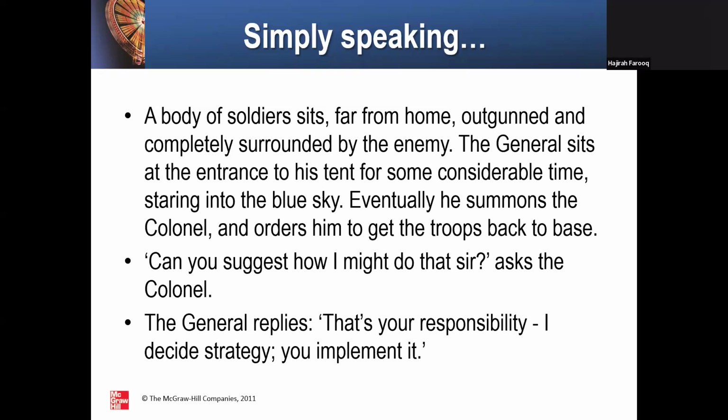I decide the strategy and you implement it. So basically, this example simply means that the organization as a whole, or the senior management of the organization, will give you a task to complete. Now, how you're going to complete it, what strategy you're going to use exactly, that will be decided by you based on the goal or the target that you have to achieve.